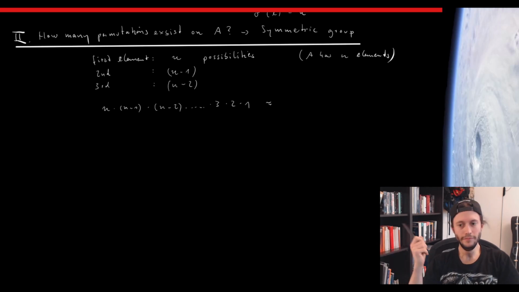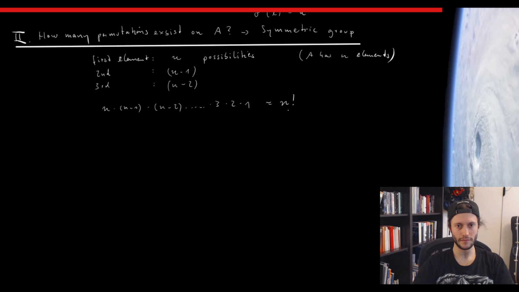Okay, what is that? Well, you calculate it at home. Oh, wait, n is a variable. But we have this expression here, n exclamation mark, which essentially means the thing written on the left. It's n factorial. So this is the number of possible permutations on a set A with n elements.